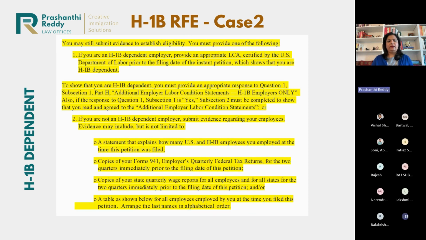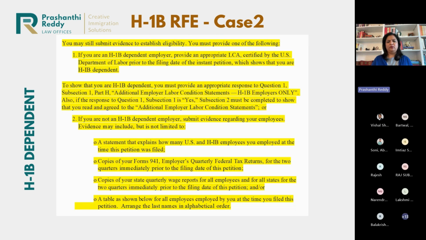So they're asking for evidence to show either a new LCA if you are H-1B dependent, which is not possible to do, right? Because we can't backdate an LCA unless we already have an LCA that maybe we filed for someone else. This would not have been an option. The only option is to show that we are not dependent, and these are a few documents that they're asking for. A statement that explains how many employees you've employed at the time that this petition was filed. So how many employees do you have?